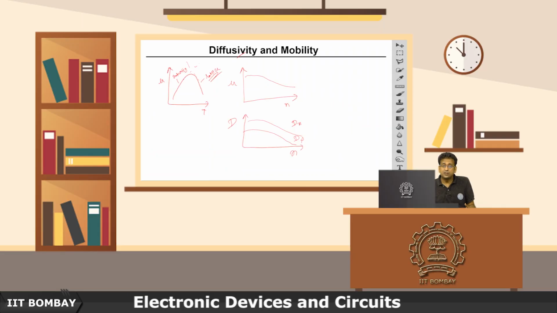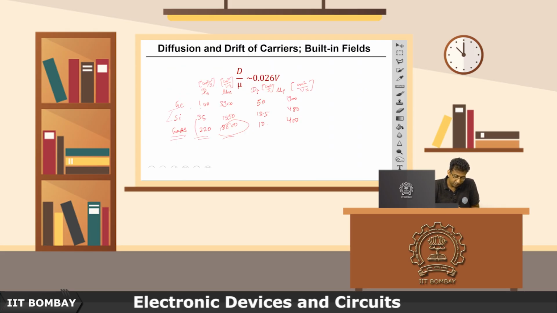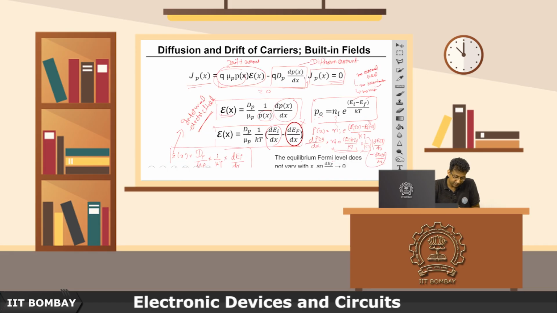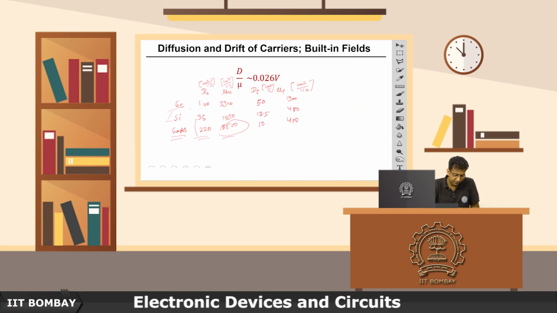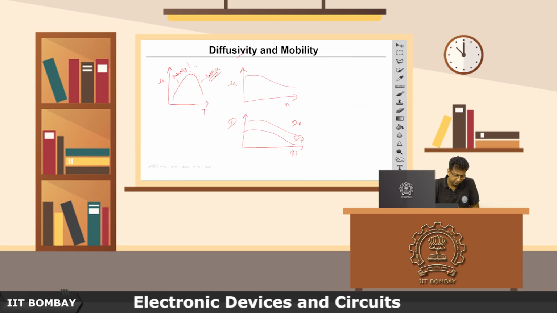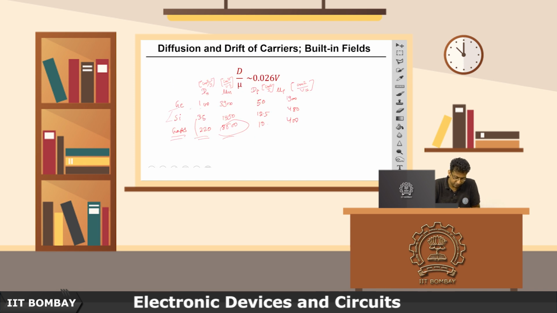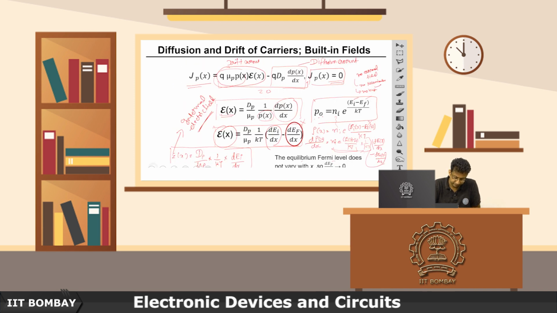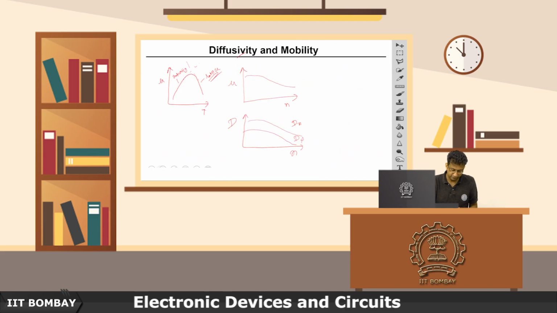Okay, so this is something that one should know, how it will behave or change when a concentration gradient is there. Now I will talk about the internal electric field. As I said, where is this electric field coming from? So let's talk about that in detail.